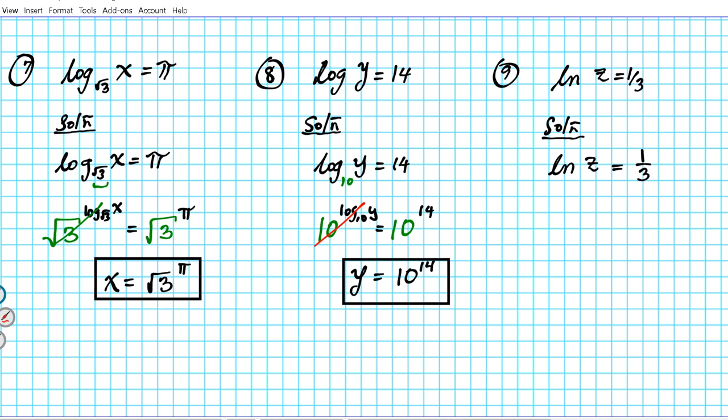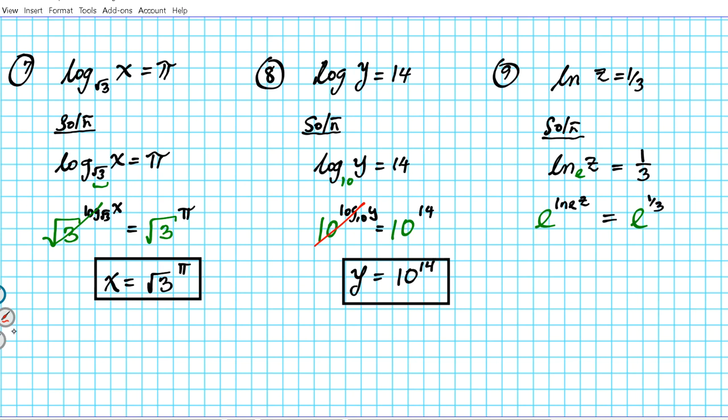Ladies and gentlemen, we have another celebrity log, our natural log with an invisible base, and we know what the base is. For your natural log, the base is going to be your natural base e. So we're going to exponentiate both sides using the irrational number e as the base of exponentiation. Then we have the natural log base e of z equals e to the 1/3.